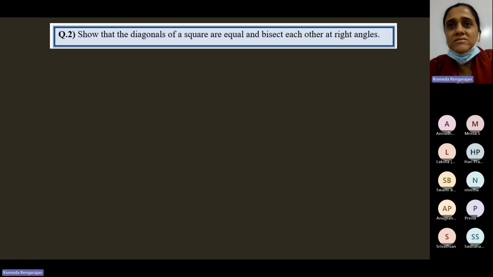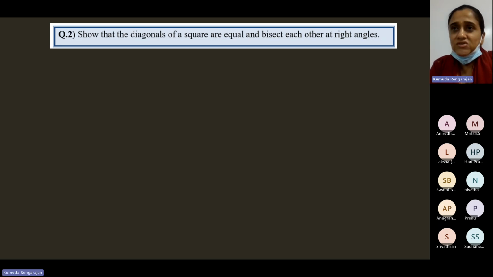You'll have to show that the diagonals are equal, right? So you'll have to take two triangles. One should have diagonal AC, another one should have diagonal BD. Show that they are congruent. CPCT, you will get the result. So that's how you're going to prove diagonals equal. I'll show the proof, you can help yourself, and then maybe if needed, we'll discuss again.